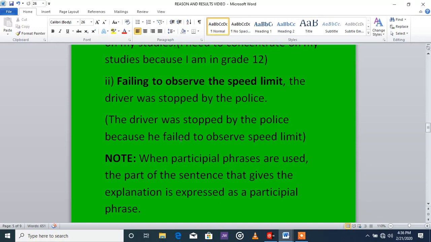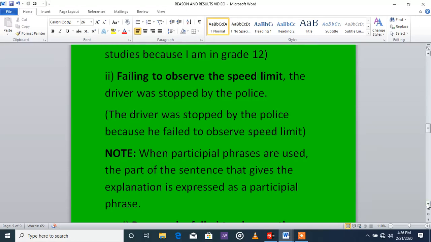Now what did this person fail? He failed to observe the speed limit. So say: failing to observe the speed limit, comma, the driver was stopped by the police. So why was the driver stopped by the police? Because he failed to observe the speed limit, so he overspeeded when he was told not to, when he saw a post which says you need to slow down or something there.